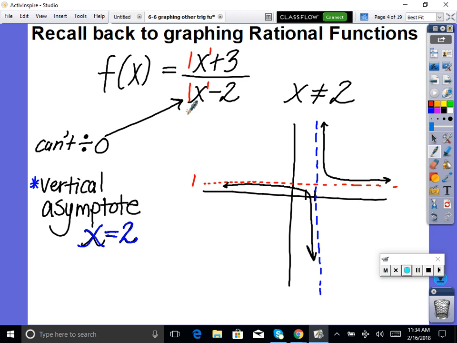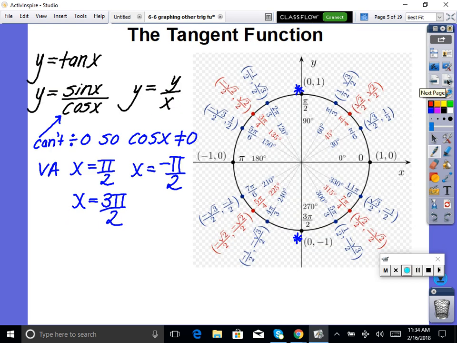Now, I had somebody in first hour say, I don't remember. So I'm going to think about horizontal as a y, an output, correct? Horizontal output. So I had somebody first hour say, well, let's plug in something really large and see where our function's approaching. So they said, if we plug in a million plus 3 divided by a million minus 2, that plus 3 and minus 2 is not going to matter if we're talking a million. A million divided by a million is 1. Does everybody see how they thought through it? Okay, cool.